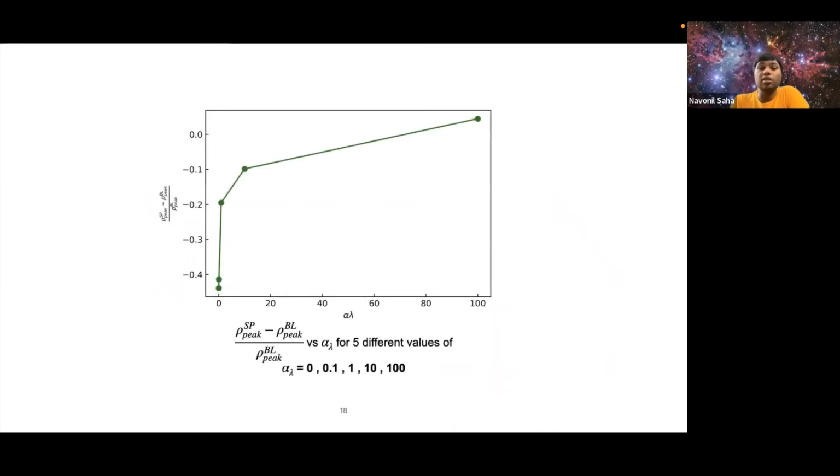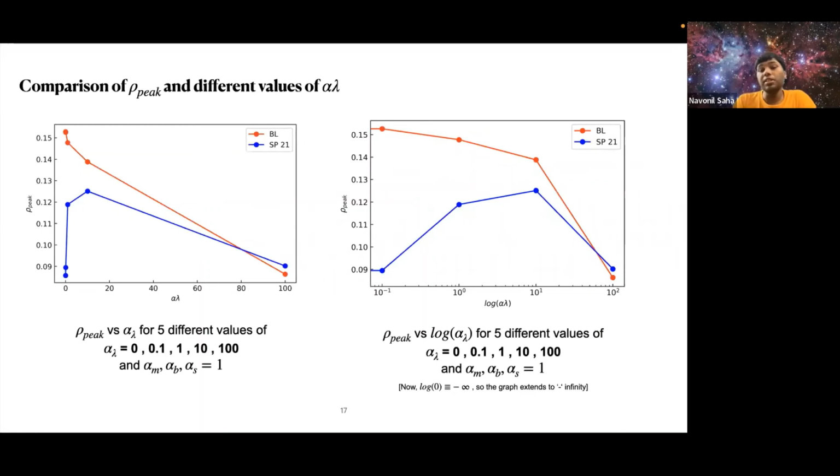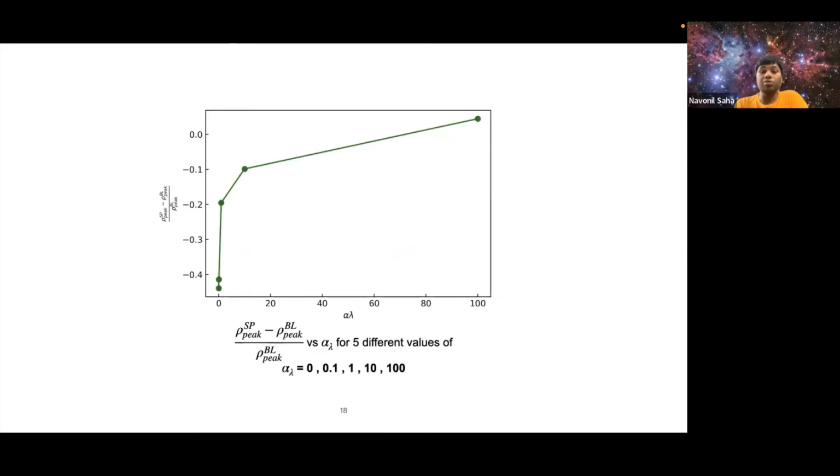Now, after this, I have compared the difference ratio. One point I missed is that in the right plot, the log plot, we have got only 4 points, because the log of 0 is equal to minus infinity. So the alpha lambda 0 point extends towards minus infinity, and that's why we have got 4 points for the log plot. Next we come to this plot, which is rho peak SP minus rho peak BL by rho peak BL. Here also we have taken 5 values for alpha lambda: 0, 0.1, 1, 10, and 100. And all the other alphas are taken to be 1.